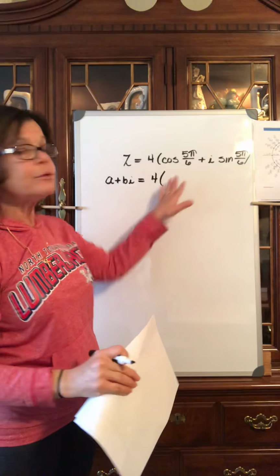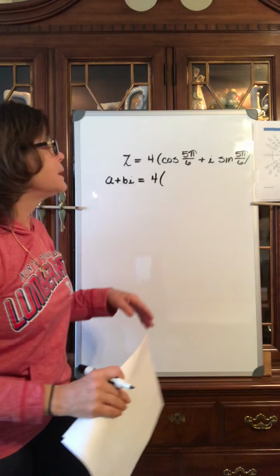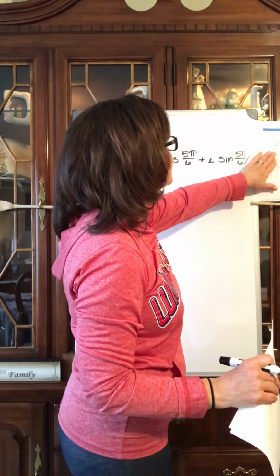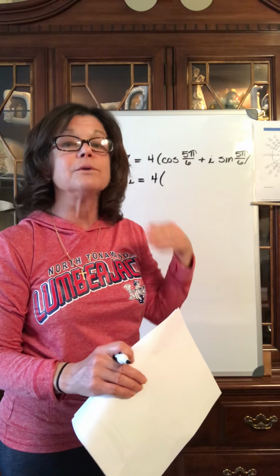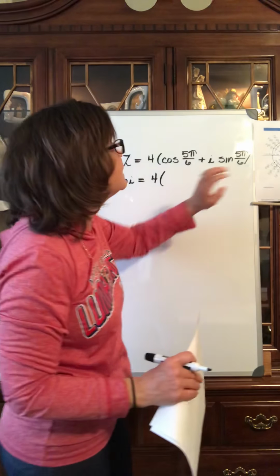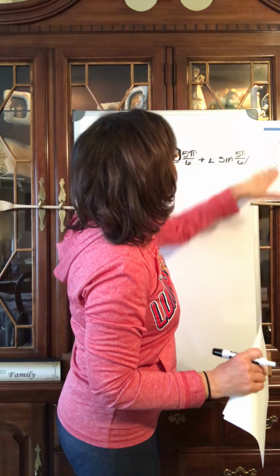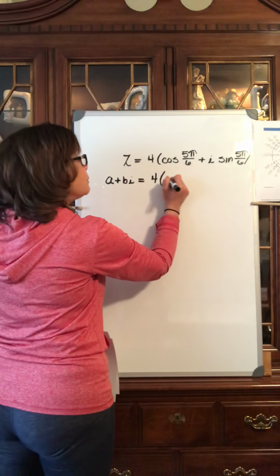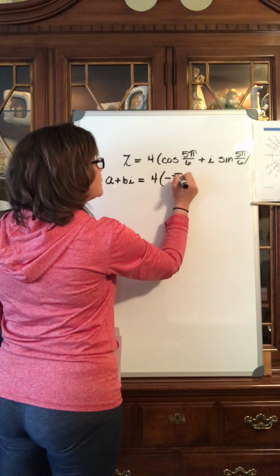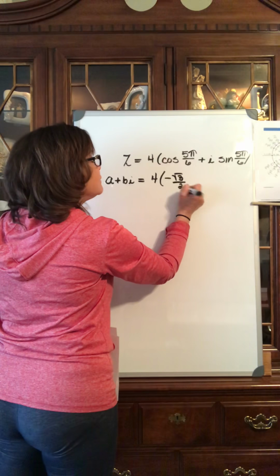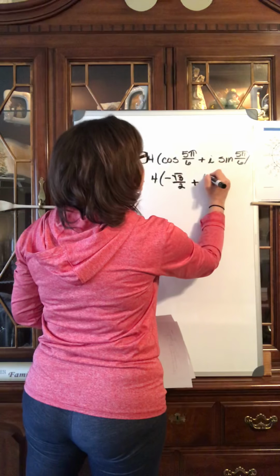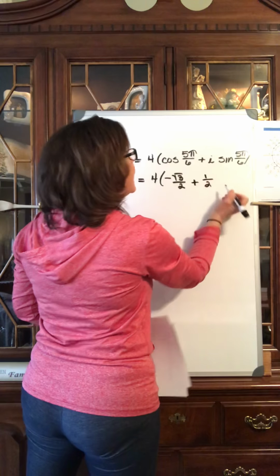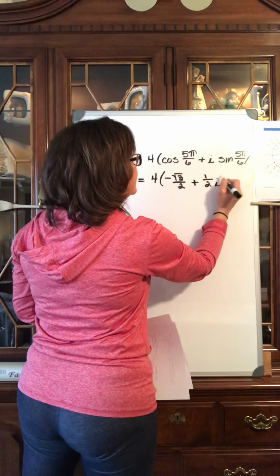Now, I have to refer to my unit circle again. I'm going to find 5 pi over 6 on my unit circle. And again, it's real important that you guys have a unit circle in front of you and that you're practicing doing it every day. The cosine of 5 pi over 6 is negative radical 3 over 2. Remember, it's the x value of that rotation. And the sine of 5 pi over 6 is 1/2. And don't forget that there's an i in there.